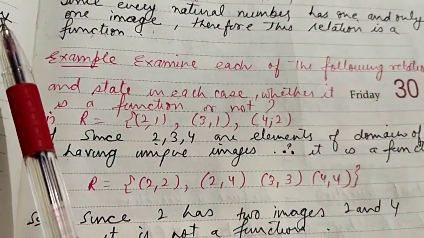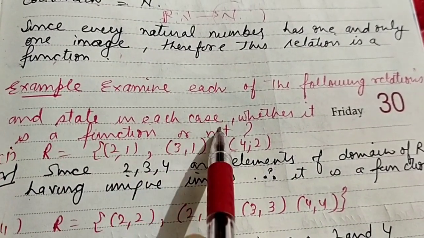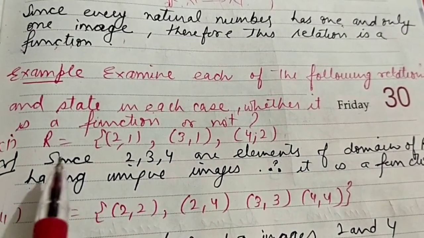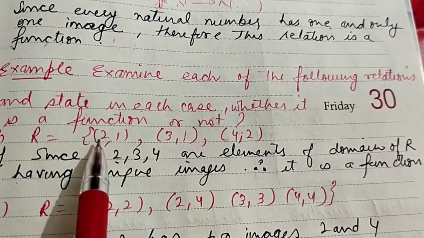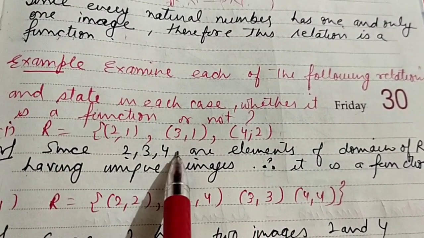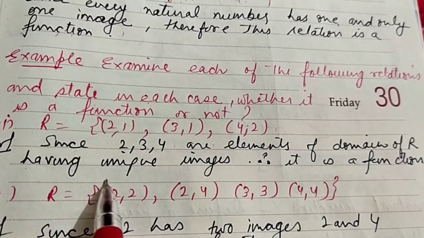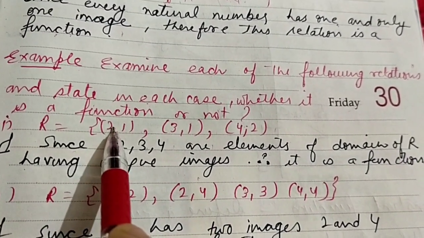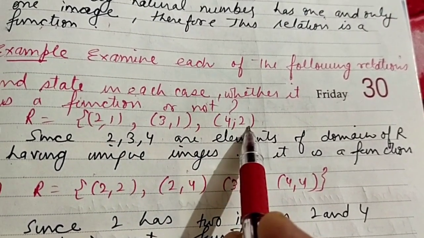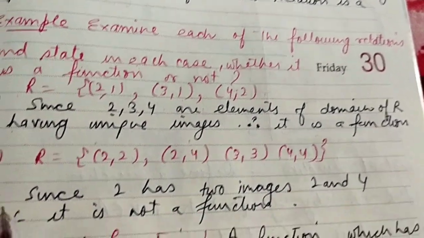Next example, examine each of the following relations and state in each case whether it is a function or not. First part, the relation is given: (2, 1), (3, 1), (4, 1). Since 2, 3 and 4 are the elements of the domain of R having unique images, 2 has one image, 3 also has one image, 4 also has only one image, so every element has its own image, therefore it is a function.